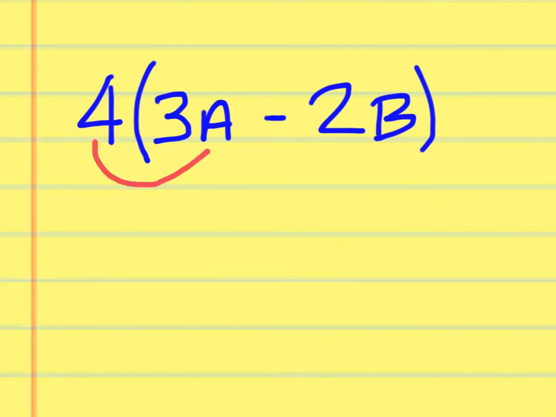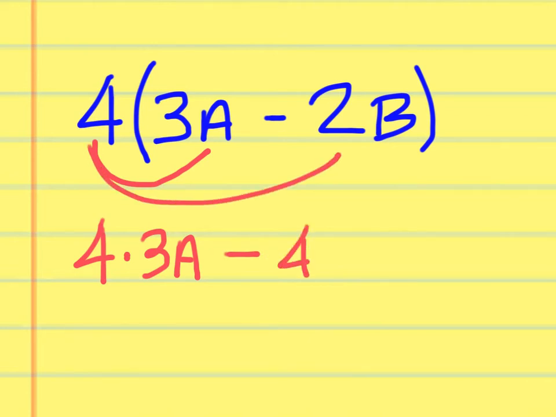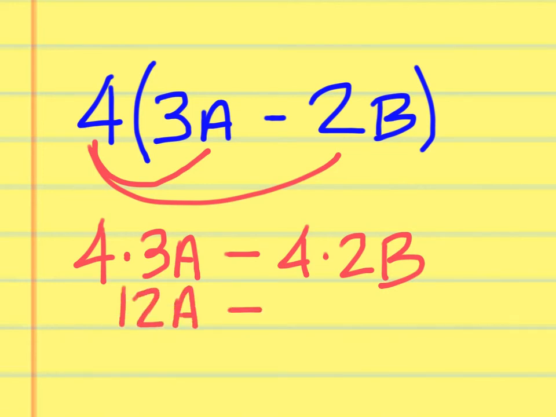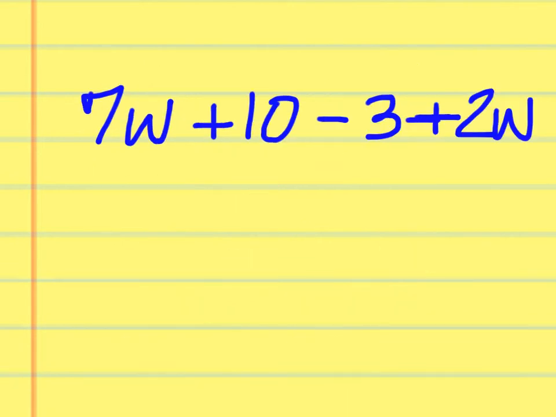4 times the quantity 3a minus 2b. Multiply 4 times 3a, and then minus 4 times 2b. That gives 12a minus 8b.